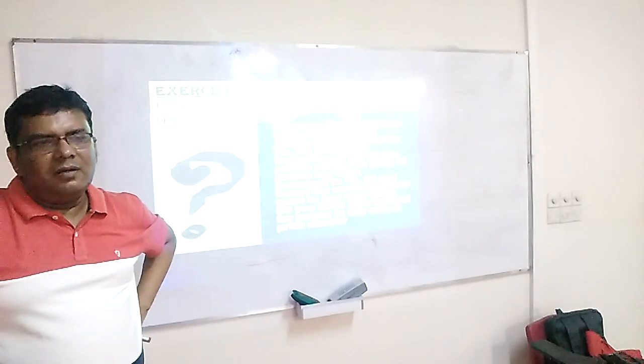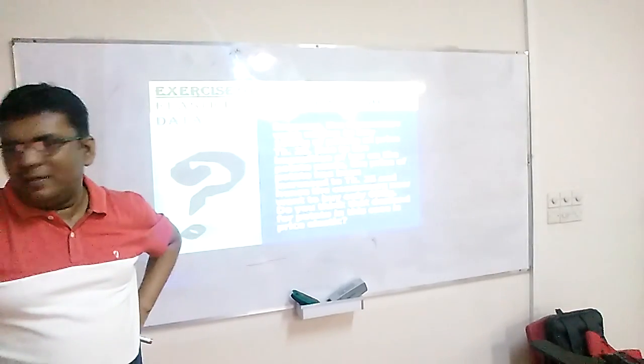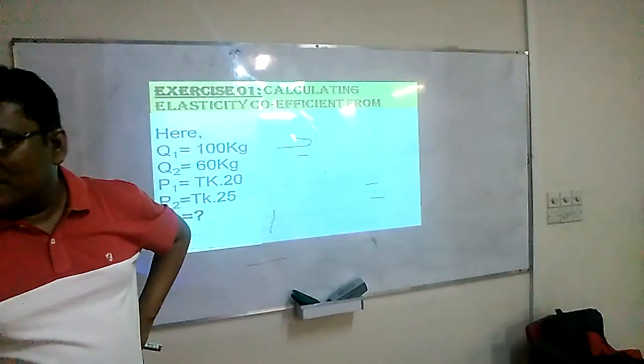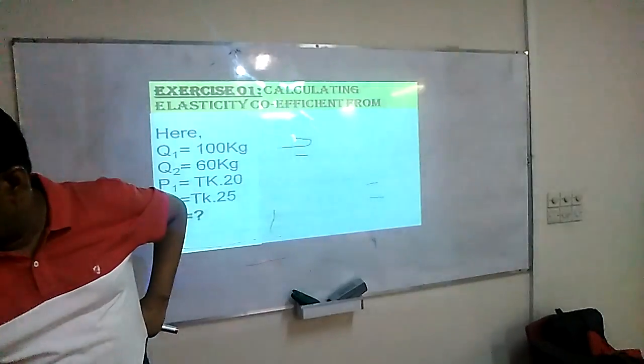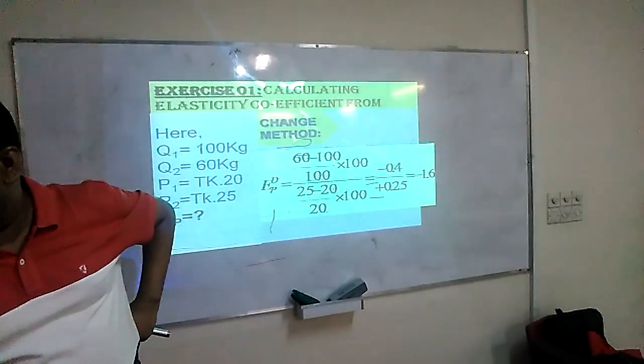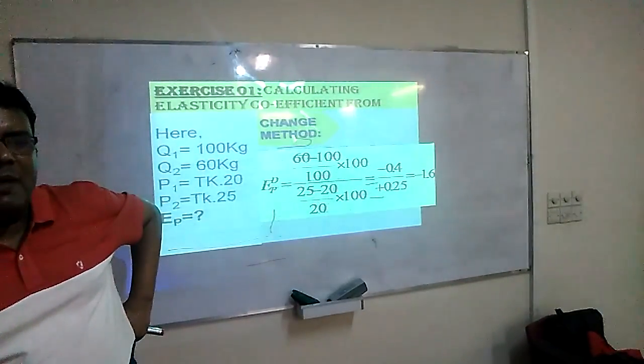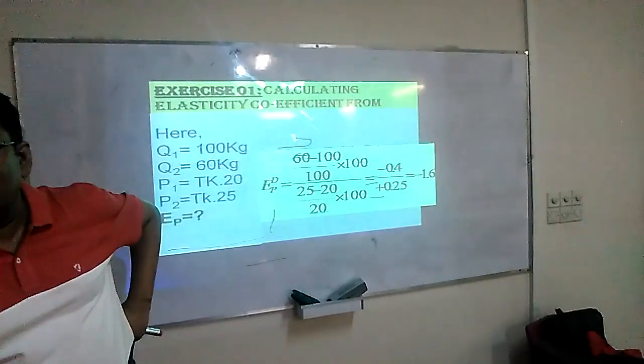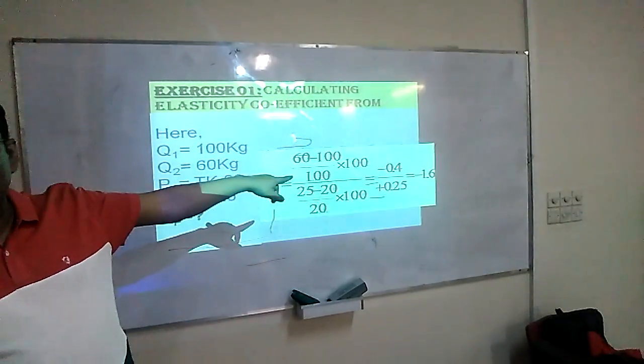How did you find the value of elasticity? Calculation. Okay, so these are the figures. Use the change method. What is the result? Minus 1.6. So it is elastic.